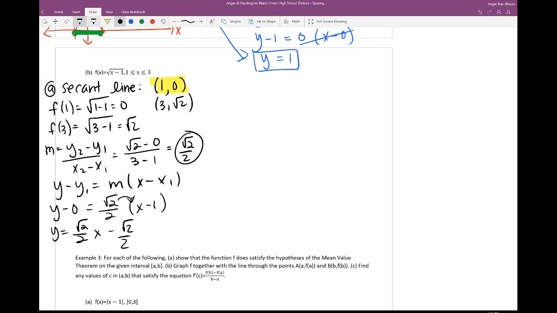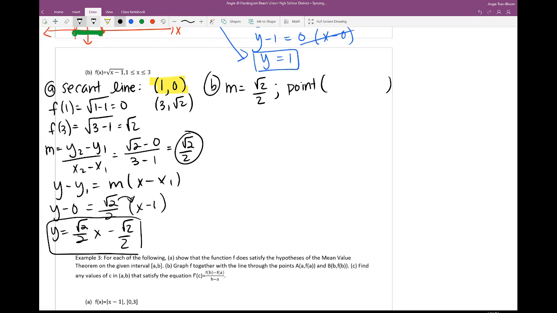That is my secant line. Yay! Okay. So part B said, go and find the tangent line that's parallel to that exact line. Well, tangent line meaning that I'm going to have the same exact slope. Perfect. No need to do the work, okay? But I need to find the point, and this is the part that I don't know.